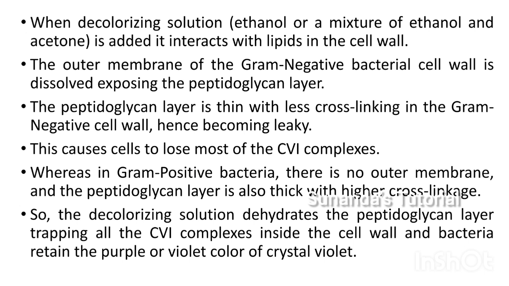Whereas in gram positive bacteria there is no outer membrane, they have only a thick peptidoglycan layer with higher cross linkage. So the decolorizing solution dehydrates the peptidoglycan layer, trapping the CVI complex inside the cell wall, and the bacteria retain the purple or violet color of crystal violet because gram positive bacteria develop a very strong CVI complex.